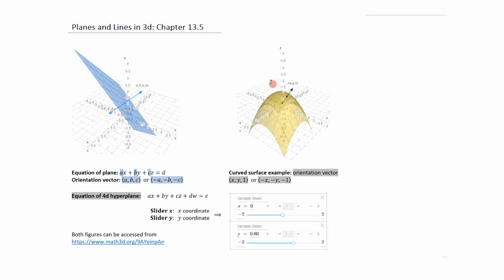Or alternatively, if you're interested in looking at how the orientation vector changes as you move to different points on the surface, that can easily be done by changing the value of x in this variable slider and changing variable y, and then watching how this orientation vector changes. And all of this can be obtained again from this particular link that you see here.